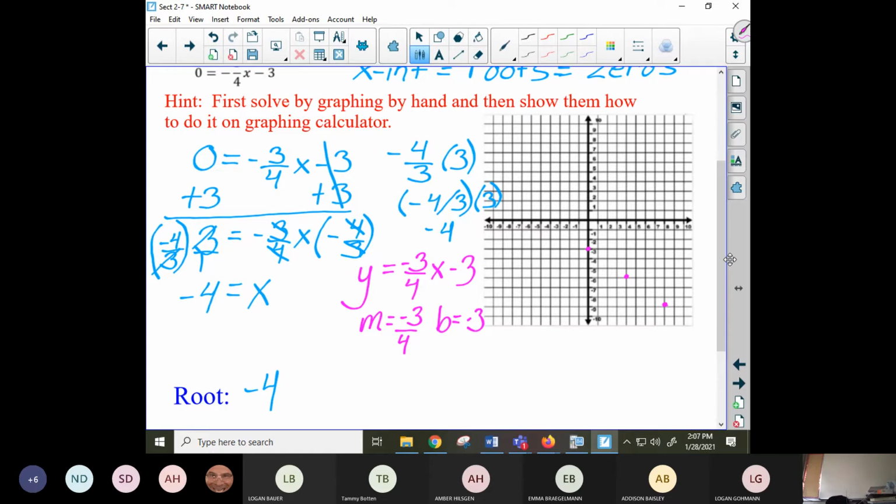And going down and right 3 is the same as going up 3 and left 4. Or I'm sorry, down 3, right 4 is the same as going up 3, left 4. 1, 2, 3, 1, 2, 3, 4. And when you graph this, what we are looking for today, in this case when it asks for the roots, is where does it cross the x-axis? Right here at negative 4. So that's your second way.